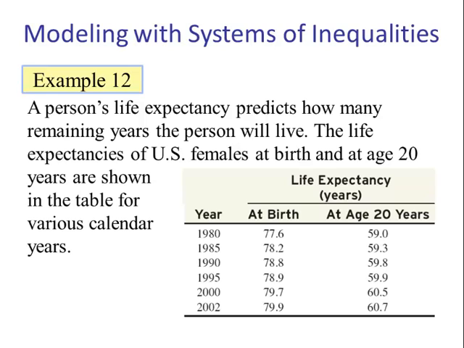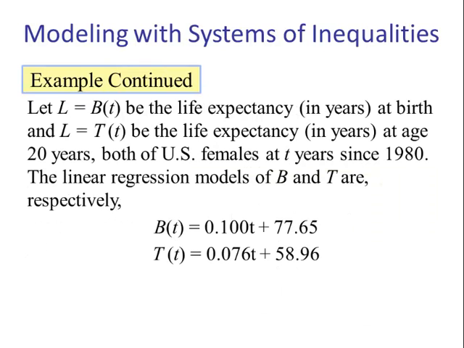Example 12. A person's life expectancy predicts how many remaining years the person will live. The life expectancies of U.S. females at birth and at age 20 years are shown in the table for various calendar years. Let L = B(t) be the life expectancy measured in years at birth, and L = T(t) be the life expectancy in years at age 20 years, both of U.S. females at t years since 1980.